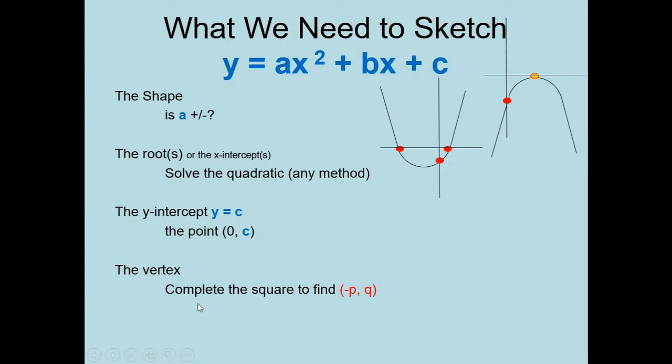And the vertex. For the vertex, we are going to need to complete the square. That's the easiest way we can do it, completing the square and using the negative p-value and the q value. Alternatively, if you know your roots, you could just find the midpoint of your roots and substitute that x value into this formula.